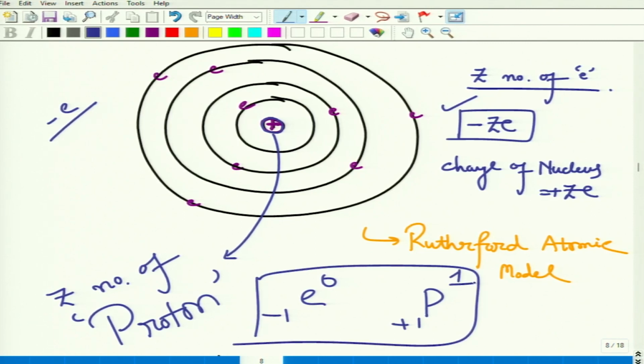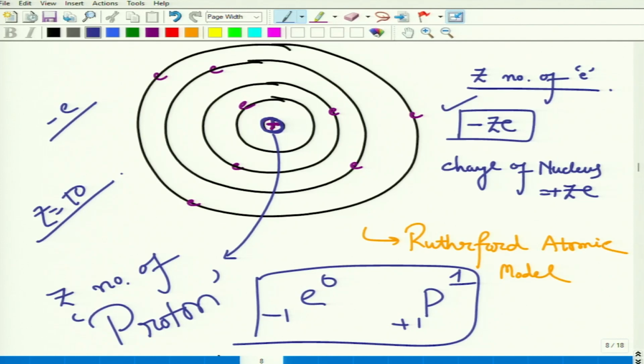This was the model of Rutherford. That means there is a nucleus, and the nucleus means a bunch of protons. In the nucleus there is Z number of protons. If Z is, let us say, 10, then according to Rutherford 10 electrons are revolving around the nucleus, and the nucleus is basically a bunch of 10 protons. That is the nucleus, which is positively charged, and the charge is Z times e. Here it is 10e, and the total charge of the electrons is also 10e. That is why the overall atom is neutral. So this was the Rutherford atomic model.